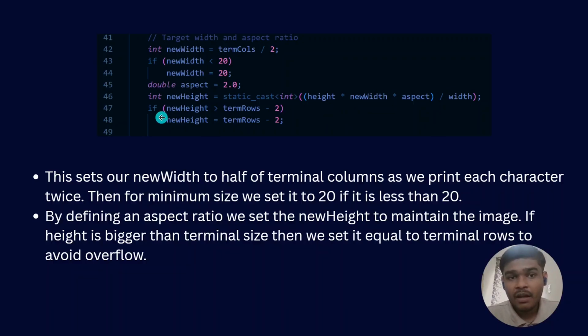And then we are setting, like we have done before, if new height is greater than terminal rows, then the image will overflow and we will not be able to see the total image on the terminal. So we are setting a condition here that if new height is greater than terminal rows, then new height equals terminal rows minus 2. And why are we doing minus 2? So that we can leave a little bit of boundary above and below the image so that it does not get cut at the bottom row of the terminal.